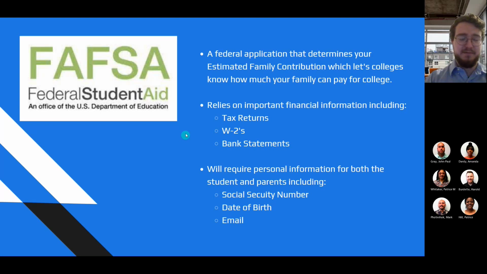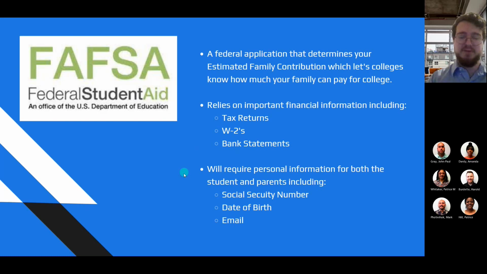So assuming, for the sake of example, there was one student in a 2-parent household. If the student worked and filed taxes for the previous year, same with the 2 parents, then they would want to submit their tax returns and their W-2s. And then depending on the dollar amount for tax returns and W-2s, to provide more clarity, you may also need to provide things like bank statements or other financial details. You may need to discuss the value of assets as well.